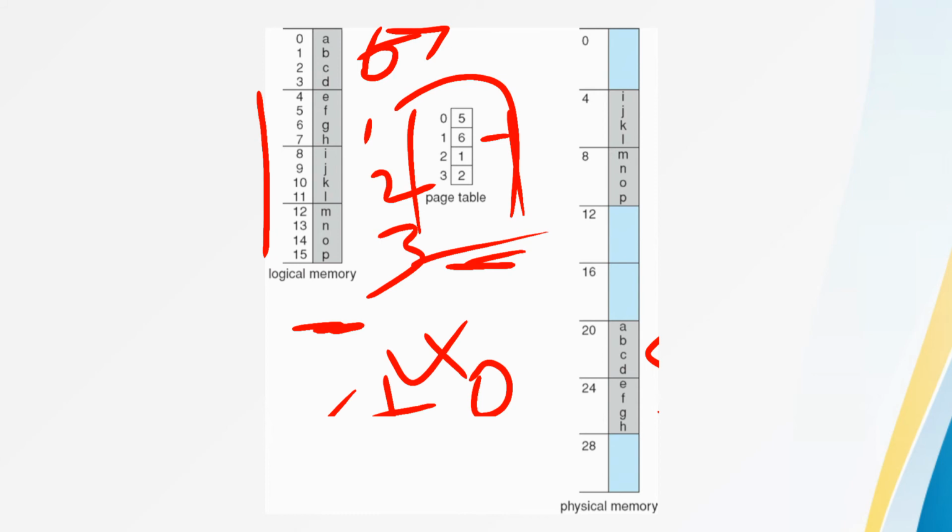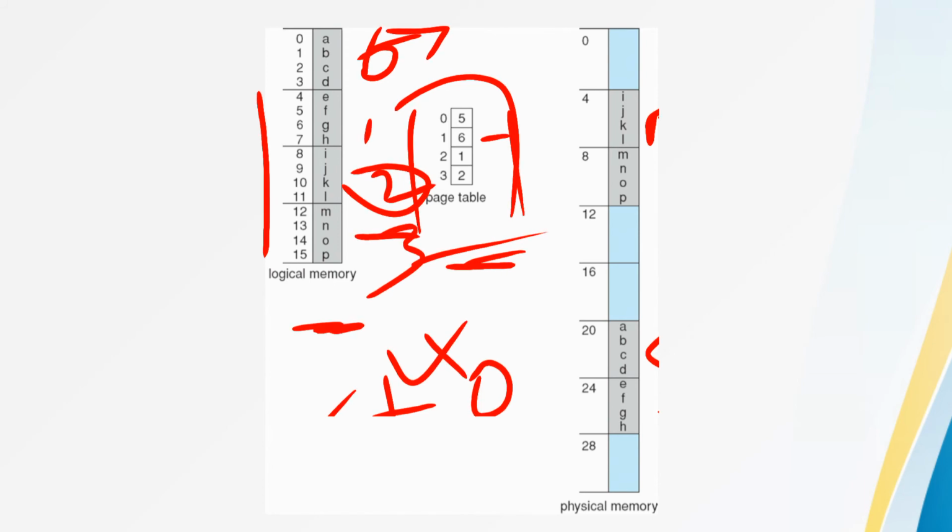And page 2 has I, J, K, L, and its frame is 1. So 1 into 4 equals 4. The 4th place will hold I, J, K, L. This is a very important example, that's why I told you again.